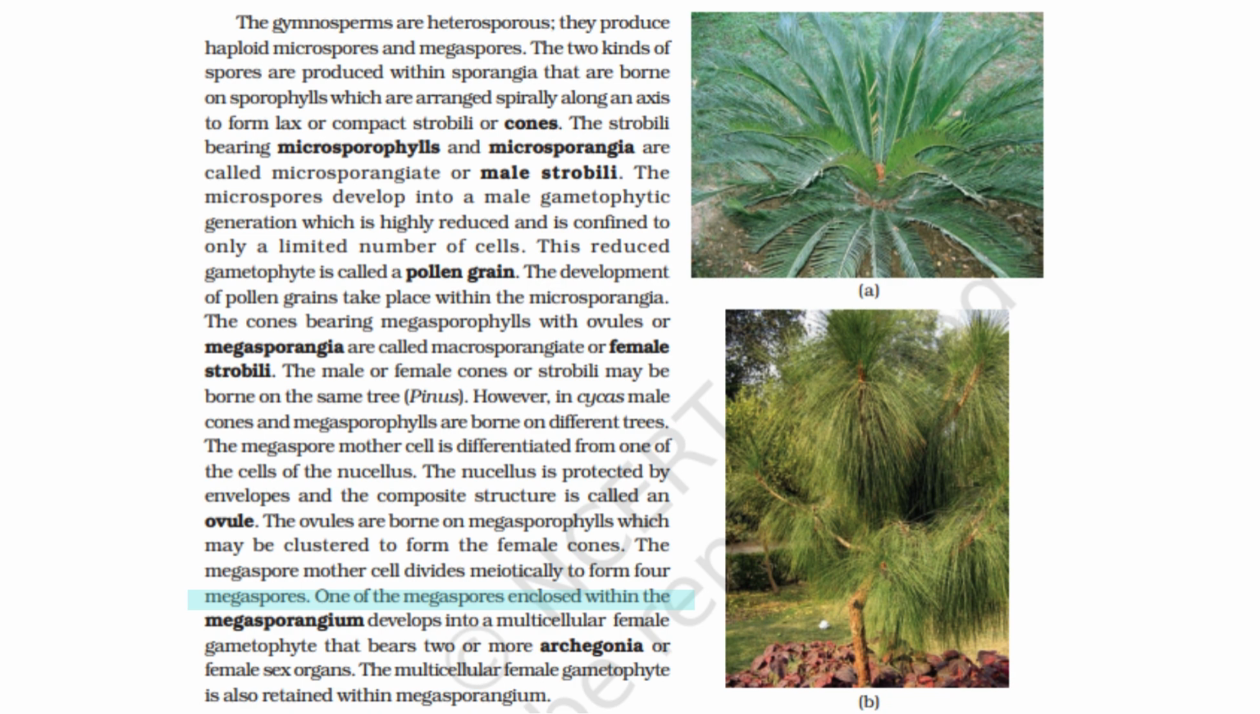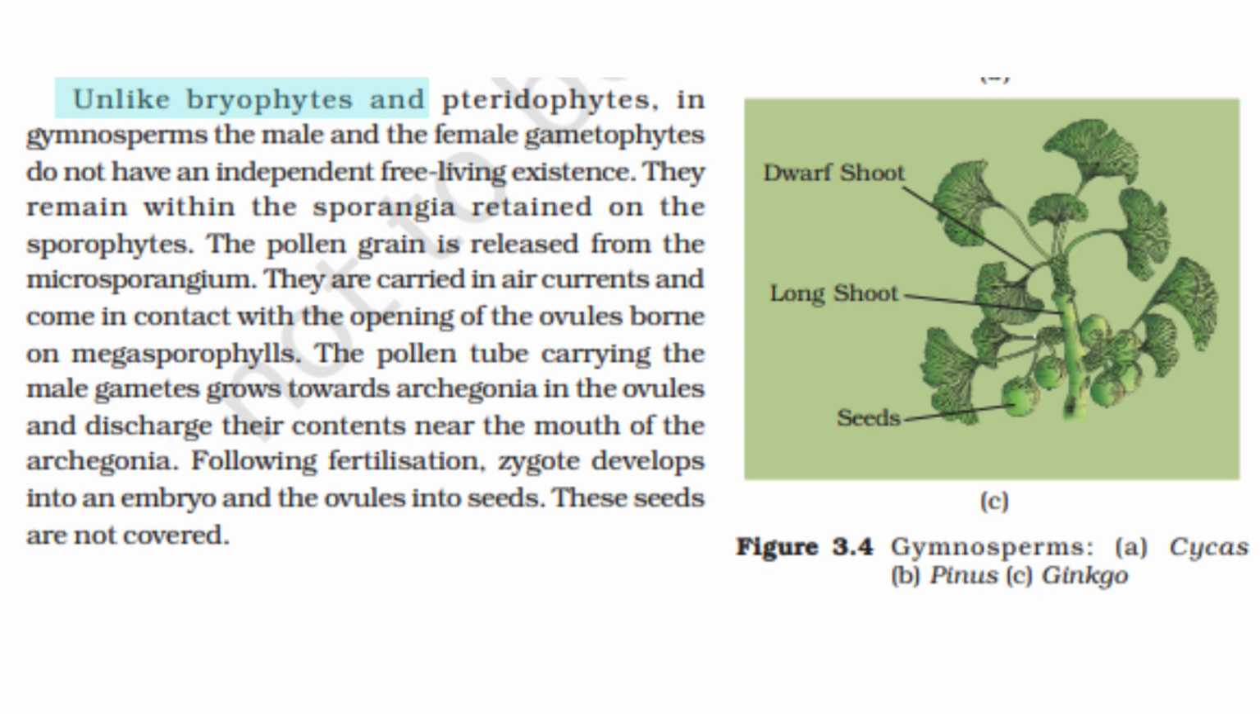One of the megaspores enclosed within the megasporangium develops into a multicellular female gametophyte that bears two or more archegonia or female sex organs. The multicellular female gametophyte is also retained within the megasporangium. Unlike bryophytes and pteridophytes, in gymnosperms the male and the female gametophytes do not have an independent free-living existence. They remain within the sporangia retained on the sporophytes.